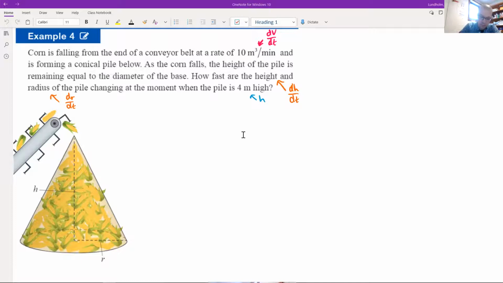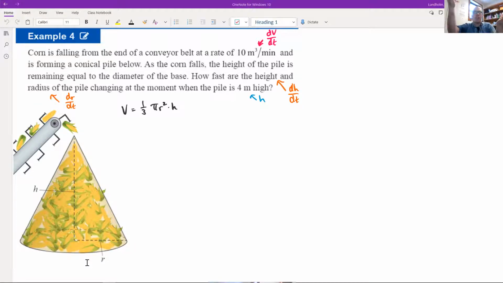All right, so volume of a cone. Volume is equal to 1/3 times the relevant cylinder. So the cylinder would be pi r squared, which is the area of the base, times the height. Cool. All right, so we've got a good formula for volume.